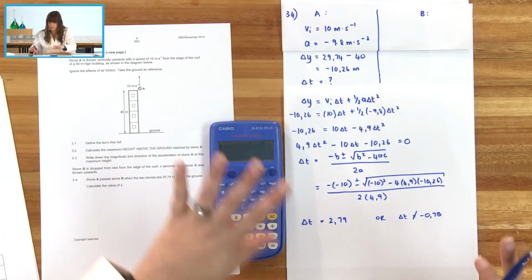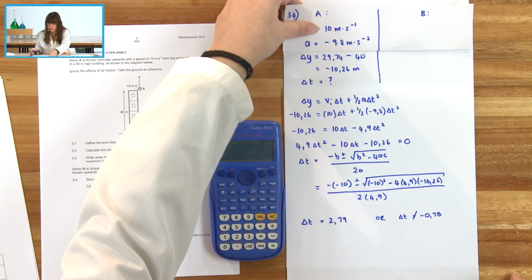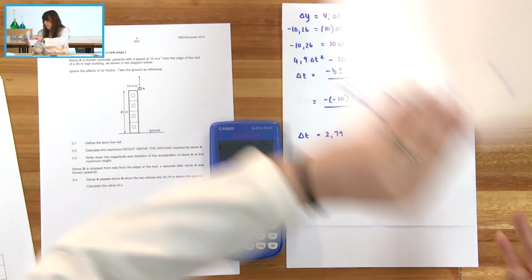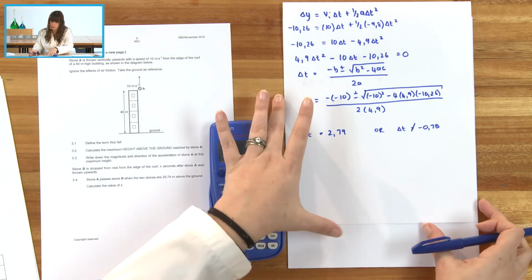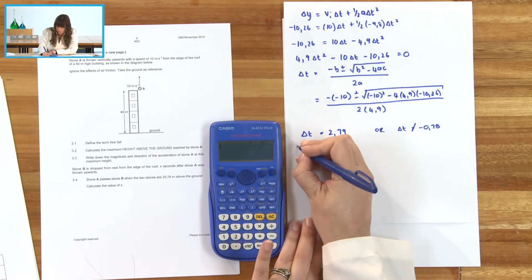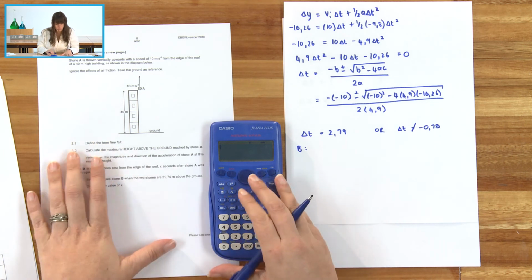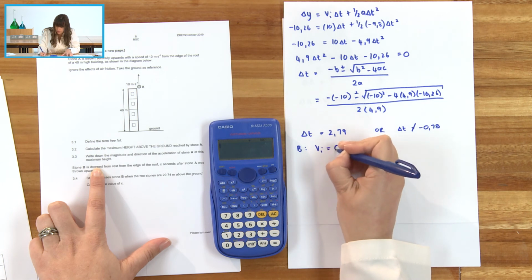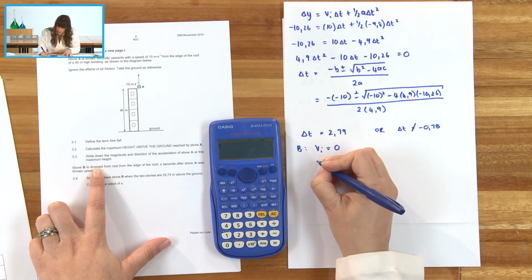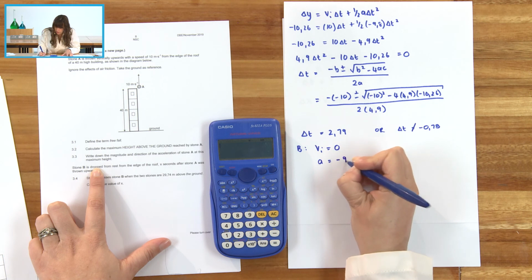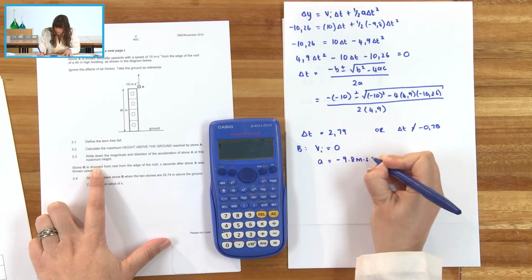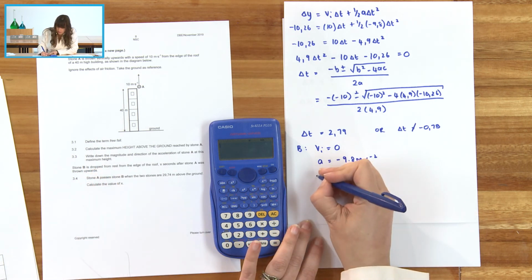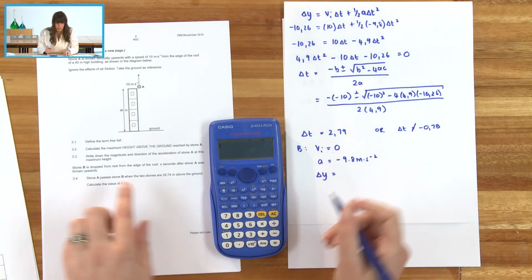So I made space for it at the top, but I think we must just start afresh for stone B. We'll just keep our answers for stone A there, but we'll start afresh for stone B. Right, what do we know about stone B? Well, remember stone B was dropped from rest, so our initial velocity is 0. We also know that our acceleration is still going to be negative 9.8 meters per second squared. It's still a projectile.